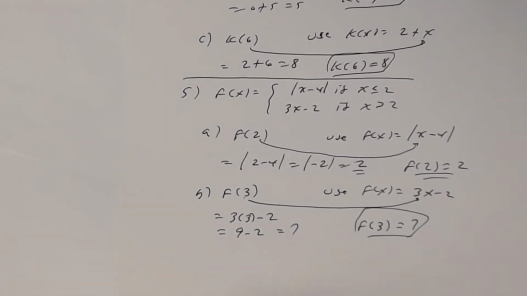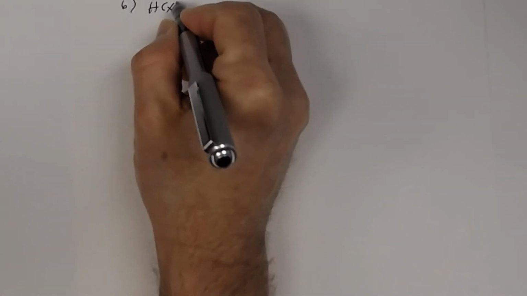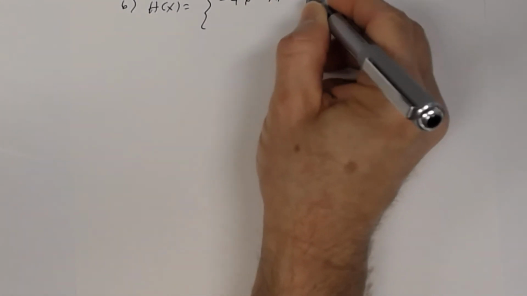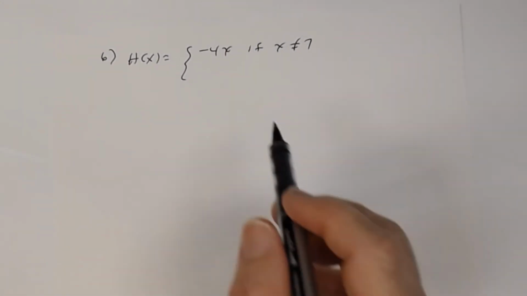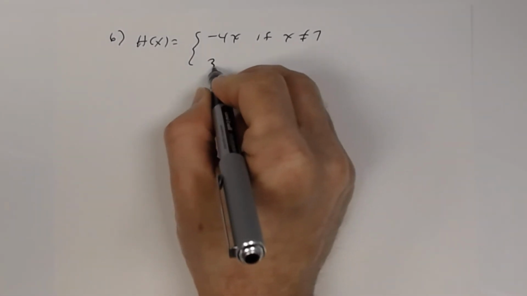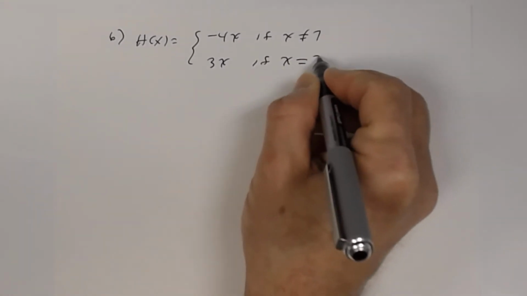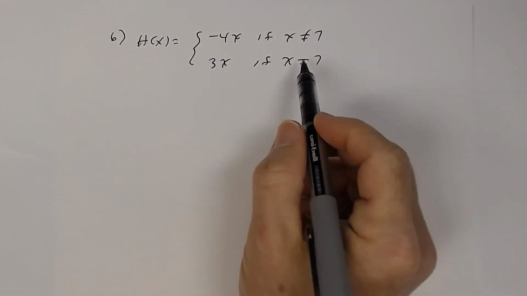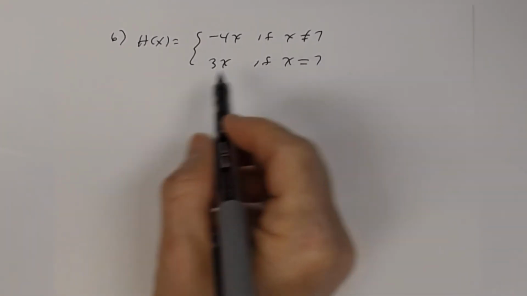All right. Now, finally, number 6. In number 6, you have this function, h of x is equal to negative 4x if x does not equal 7, and h of x equals 3x if x does equal 7. All right. Now notice, don't let this part confuse you here. So let's look at part A.